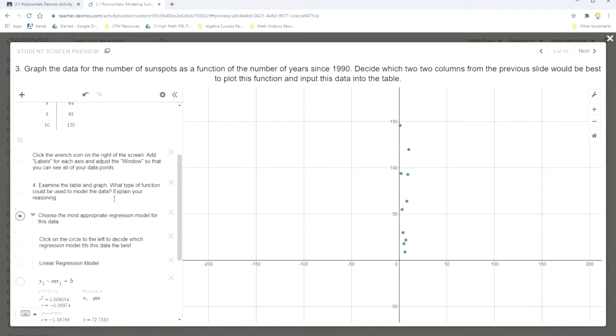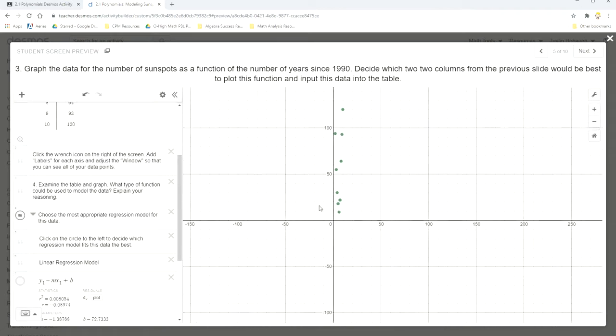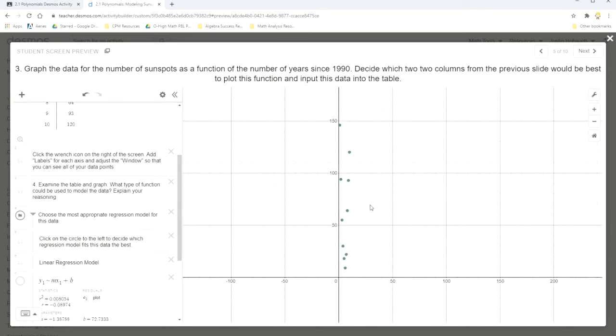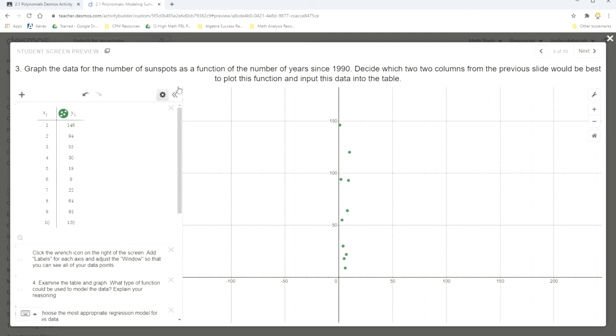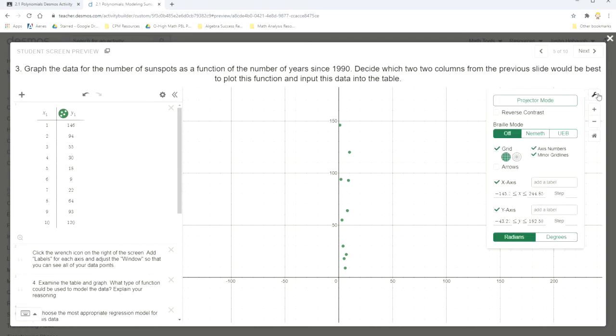So that's why I've asked you to use the wrench icon in the top right of the screen to change the axes, and also we're going to label them. So let's look at how we are going to do that. So I'm going to click this, and you can see here's my x-axis and my y-axis. What does my x-axis represent? Well, as we talked earlier, it's the number of years since 1990. So I'm going to label that number of years since 1990. And the y-axis is the number of sunspots.